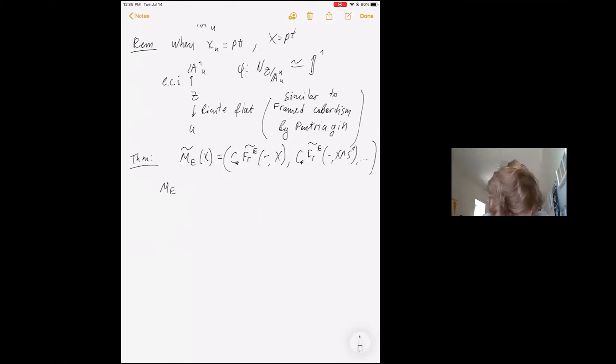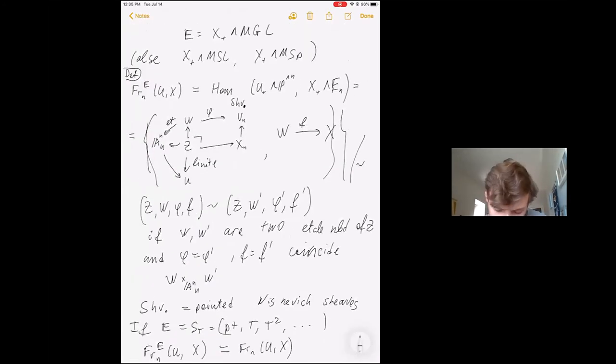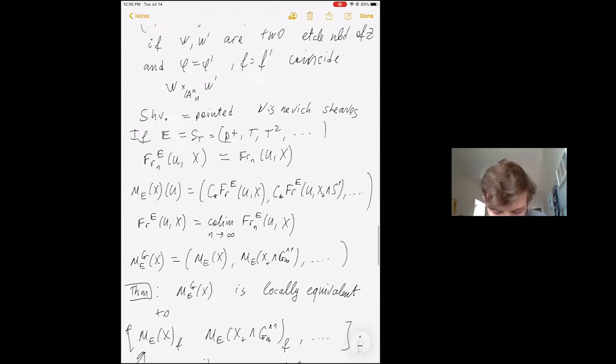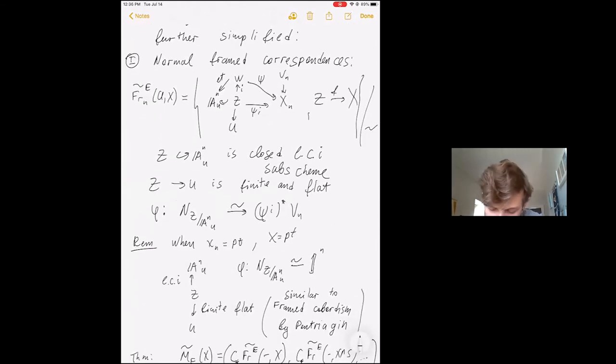So there's a natural map from M E of X to M E tilde, on the level of frame correspondence. And when we have a frame correspondence like this, then it defines Z. If I consider not just a closed subset defined by the equations phi, but the whole closed subscheme Z defined by phi, then it's going to be a locally complete intersection. It's going to be finite flat, automatically flat over U. And then this phi is going to induce the isomorphism between the normal bundle of Z inside A and U with the bundle induced from Vn. So we have naturally a map from a usual framed E-frame correspondence to the normal E-frame correspondence just by forgetting some structure.